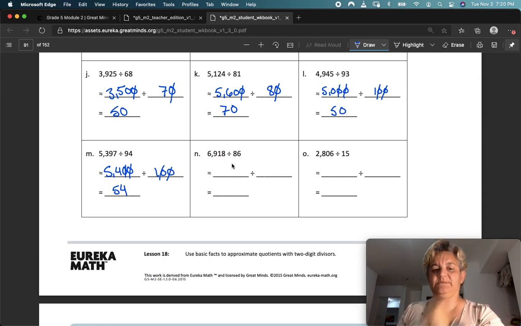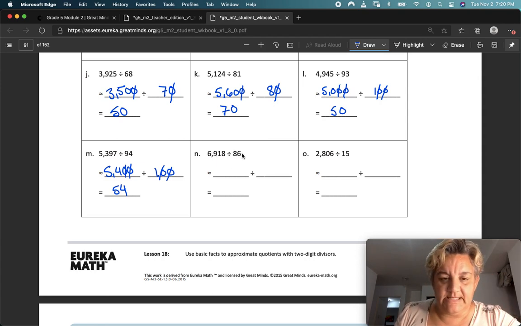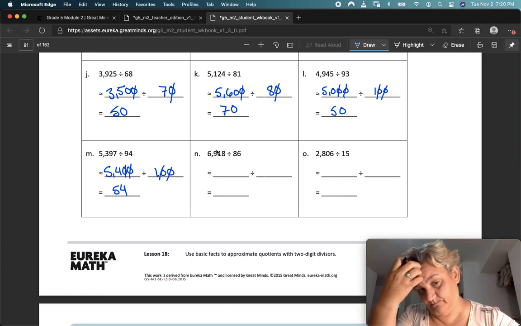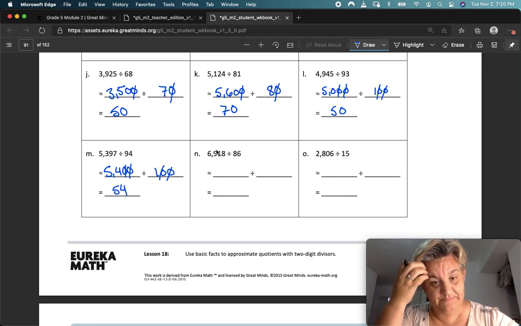And next one, let's see. 9 goes into 63, or 72. 8 goes into, let me see.